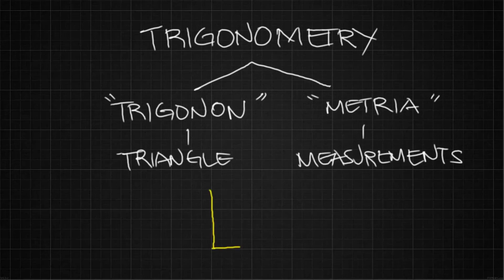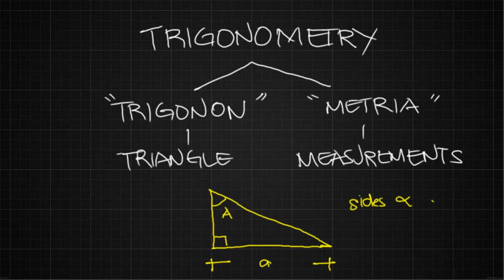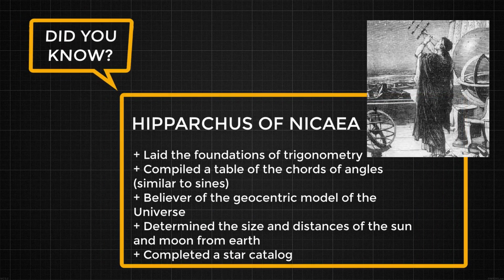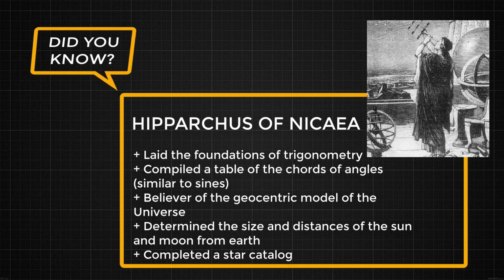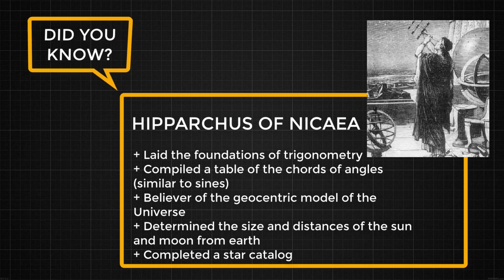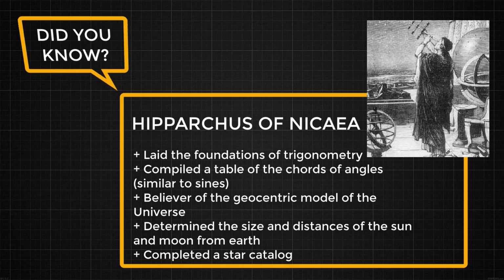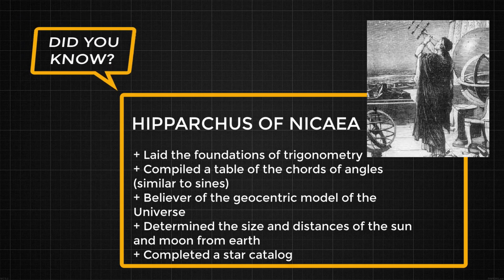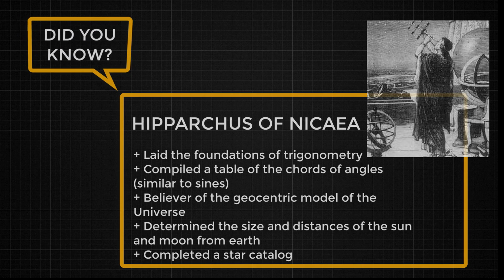But what are we actually measuring? We measure the elements that a triangle has, the sides and the angles, and their relationship with each other. Now, do you know who is the father of trigonometry? He is Hipparchus of Nicaea. He is considered father of trigonometry and used it to determine the size and distance of the sun and moon from the earth, and among other things he also compiled a table of chords of angles, which is similar to the sines.